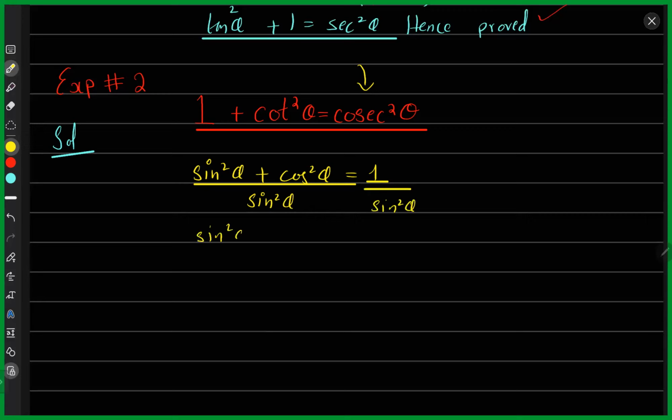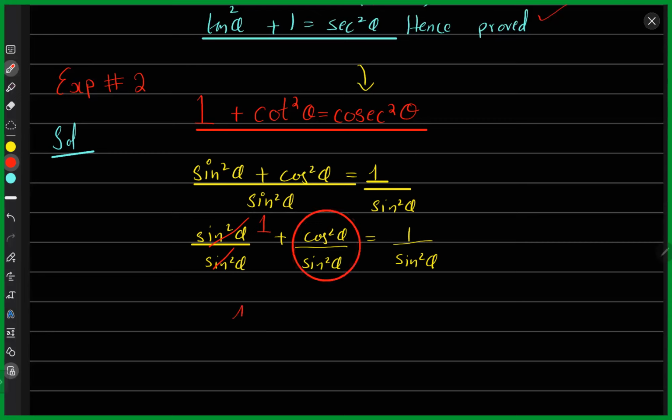And this would become sine square theta divided by sine square theta plus cos square theta divided by sine square theta equals 1 by sine square theta. Now these two can be cancelled. I would get a 1, and this entire thing is basically cot square. So it would become 1 plus cot square theta equals 1 by sine is cosecant. So 1 by sine square would be cosecant square theta.